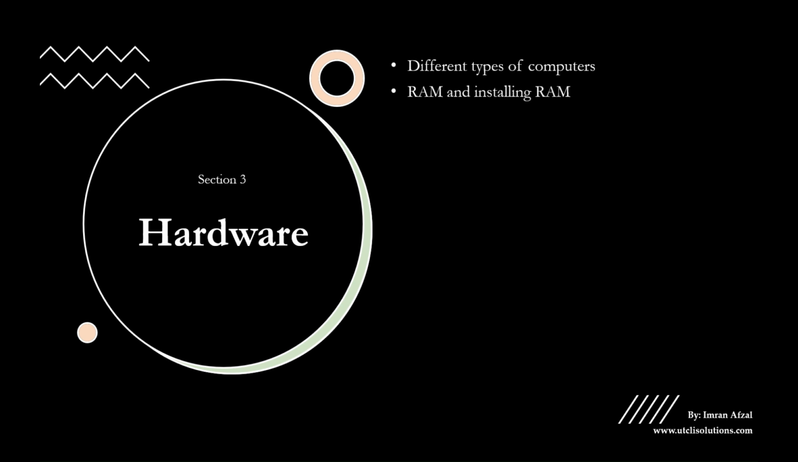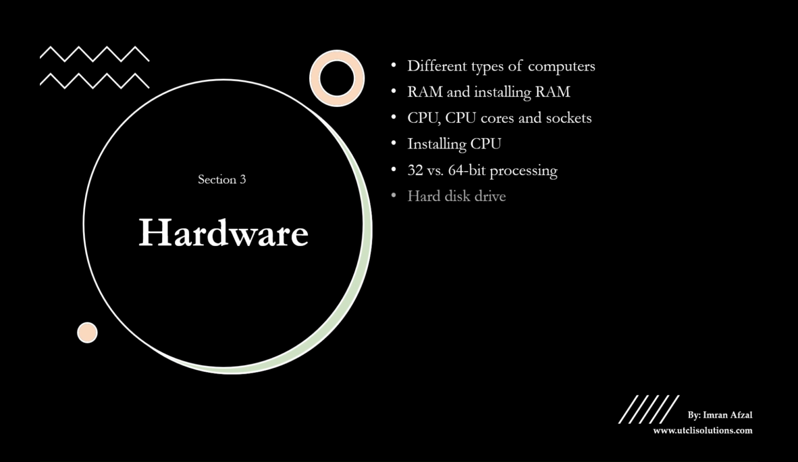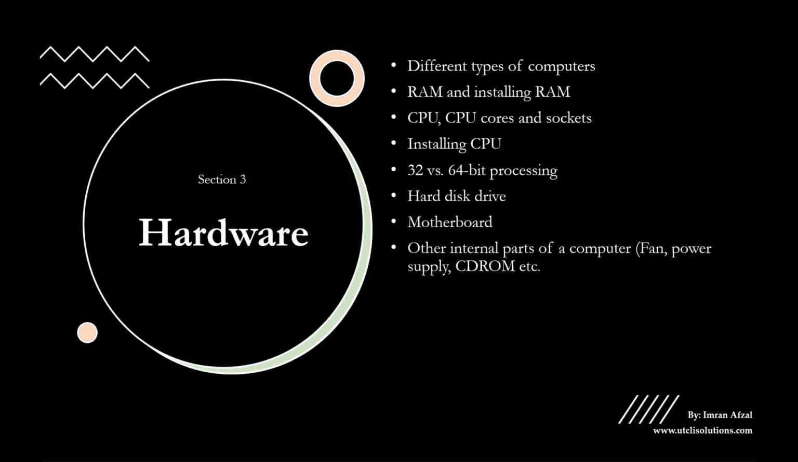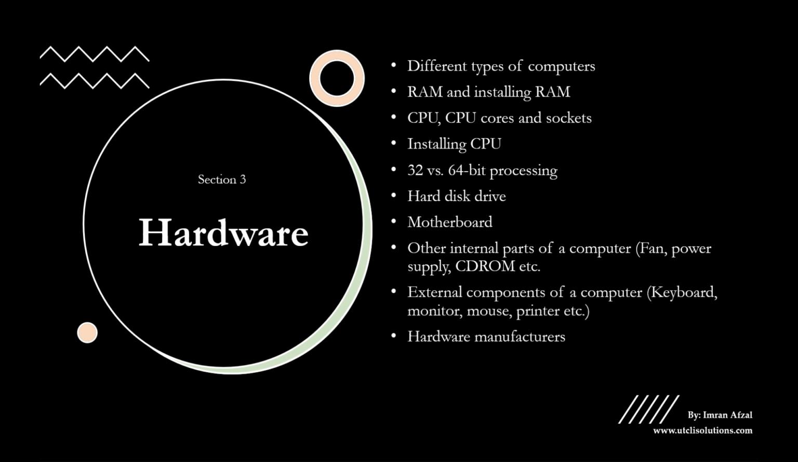We'll install RAM, and I will show you when I open up the computer where RAM is located and how you can replace it. Similarly, we'll do it for CPU and its core and sockets. We'll install the CPU, then we'll talk about the 32 and 64-bit processing architecture, disks, hard disk, motherboard, other internal parts of a computer, external components, hardware manufacturers, computer comparison with our human body, and then quiz, handouts and homework.